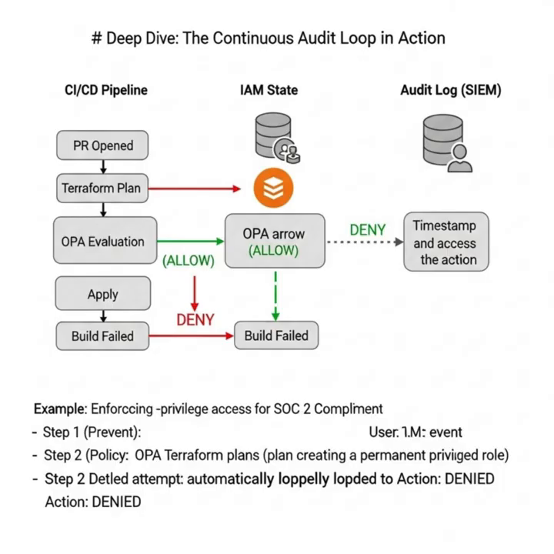But here's the critical second step. The event, user X attempted to create non-compliant role Y, is automatically logged to a security information and event management system, or SIEM, like Splunk or Elastic. This creates an immutable, time-stamped audit trail. When auditors arrive, you don't run reports. You grant them read-only access to a dashboard that shows 100% policy enforcement over the last 6 months. This is the continuous audit loop.